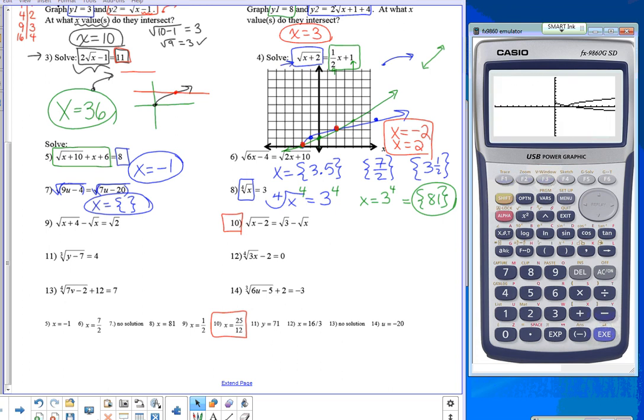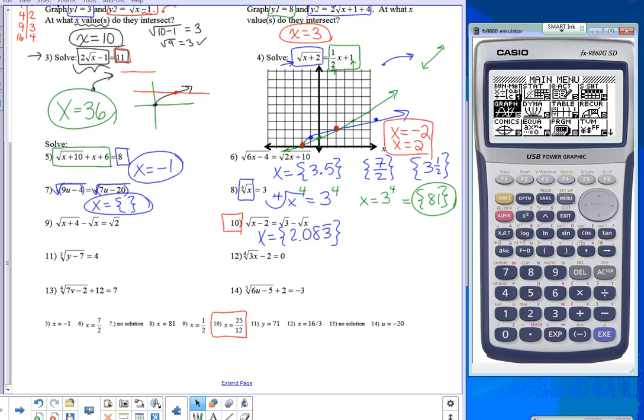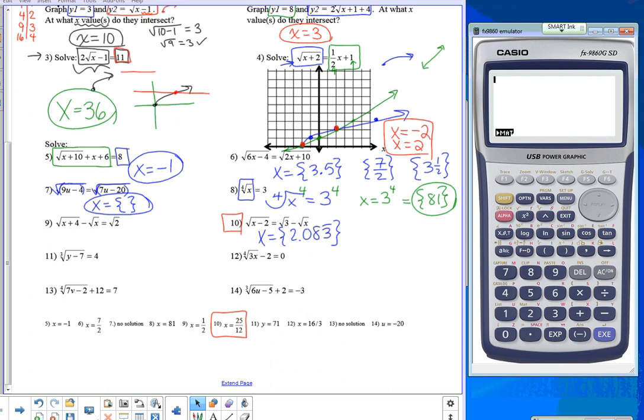And I can see they look like they're crossing right here. I can't tell for sure, but it looks like that's what's going on to me. If I go to GSolve isect, I can see they cross right there at 2.083 repeating. So now I've got two options. I can write down 2.083 repeating, but oftentimes I might need a fractional answer instead. So now that I've found this number, I can go back into my run menu, and this would work on either a TI or Casio.